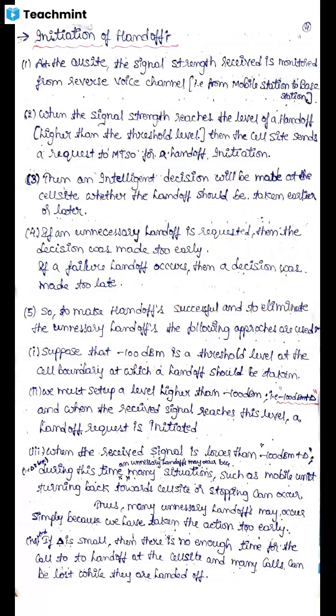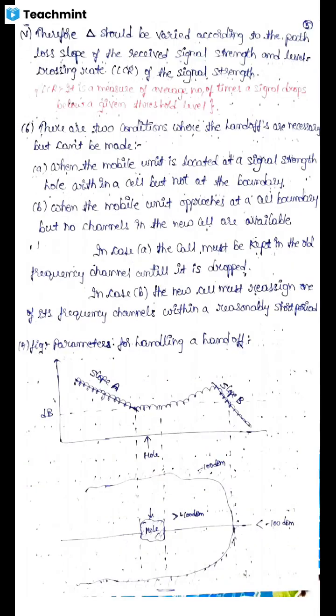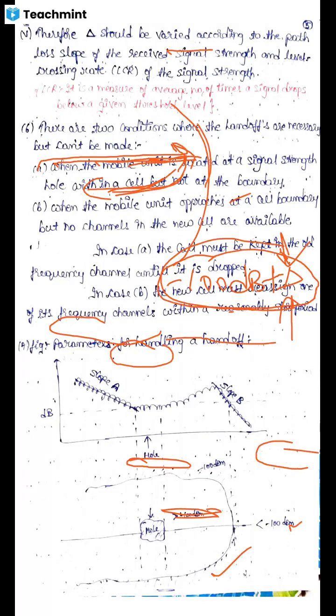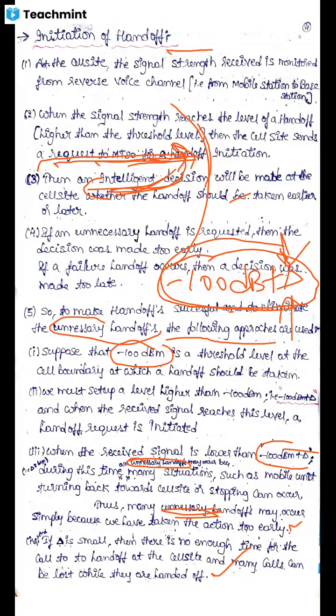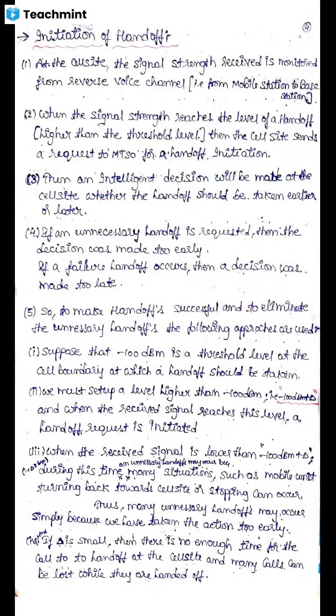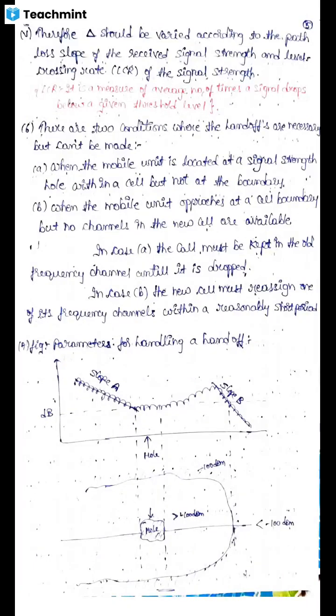So now what is the main point here? Here we have taken the delta value: minus 100 dB plus delta. What we had discussed is, if delta is large, it leads to unnecessary handoffs. If delta is small, it leads to failure handoffs. So the conclusion point is that the delta should be varied according to the path loss slope of the received signal strength and level crossing rate.